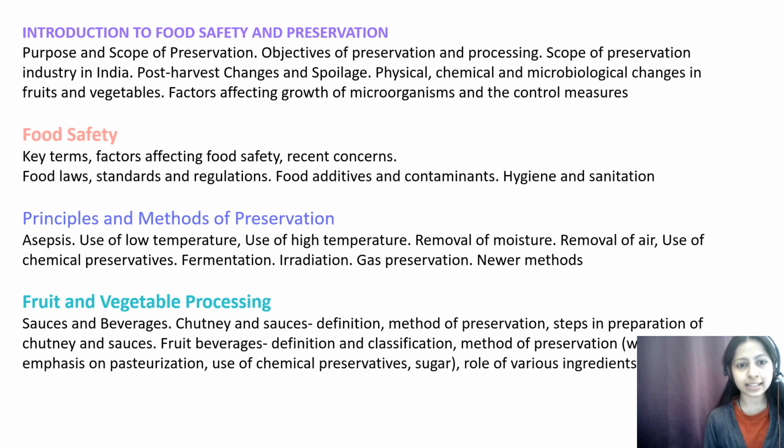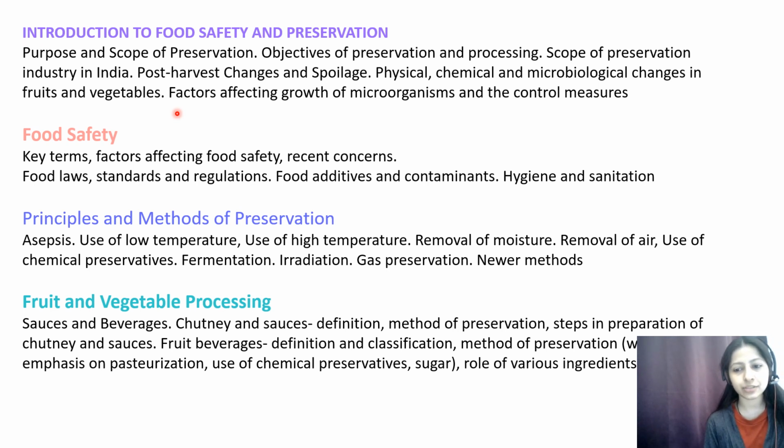Next, fourth part, that is Introduction to Food Safety and Preservation. In this, the scope, process, purposes of preservation, objectives of preservation, the processing of preservation, then what is post harvest changes and its chemical, physical and biological changes in fruits and vegetables, what are the factors which affect the growth of microorganisms, its control measures.